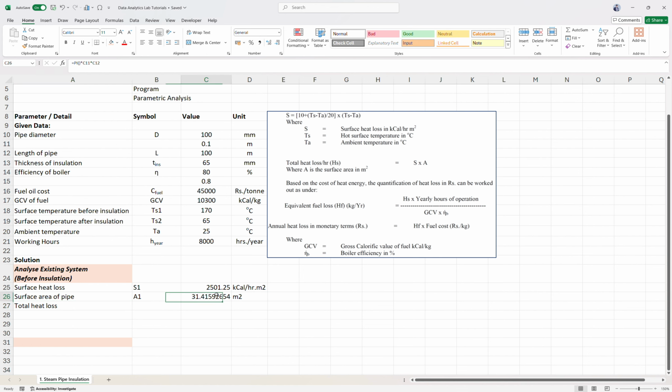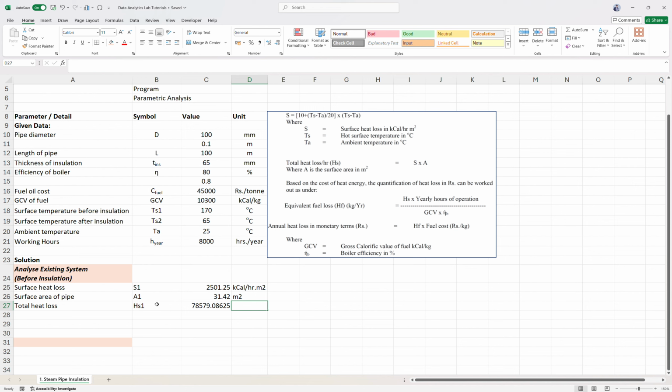You can reduce the decimal places as per your choice by increasing or decreasing the decimal. So 31.42 is the area. Now total heat loss, this is my HS1. Now I know that it is equal to S1 into A1. So equal to S1 multiplied by A1.